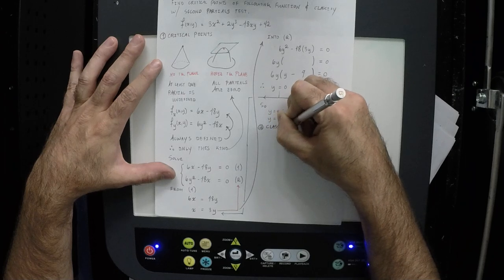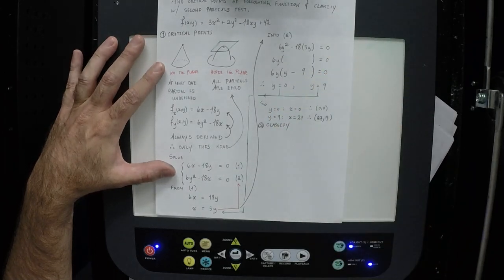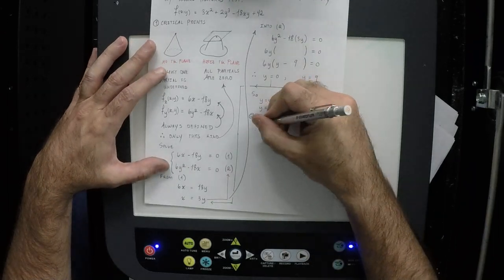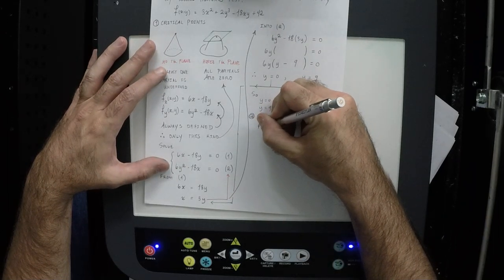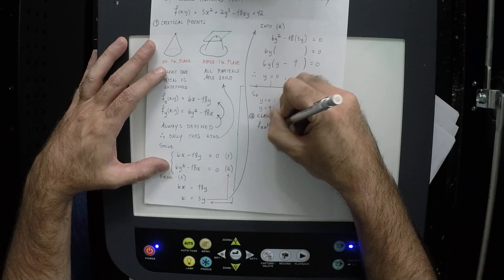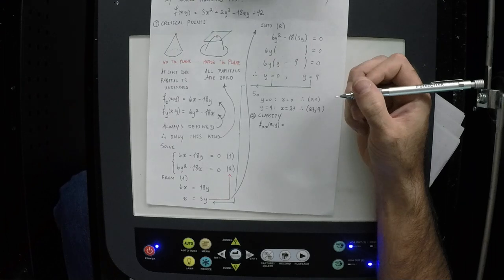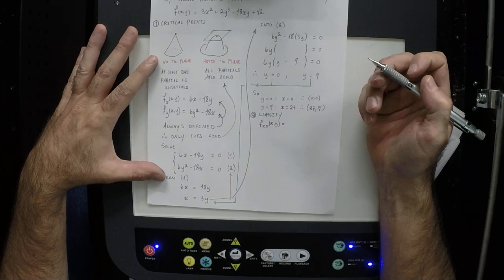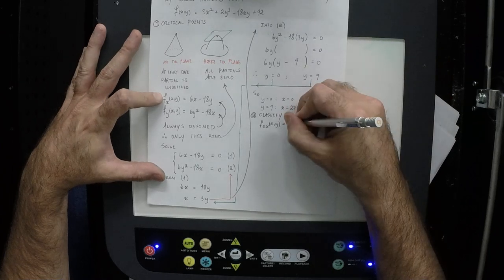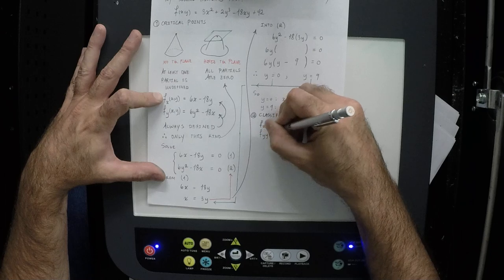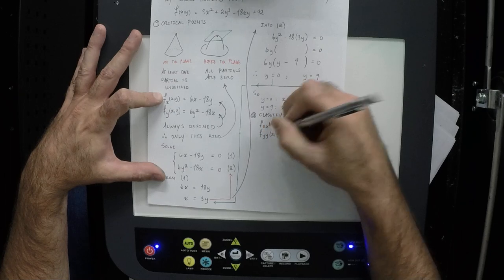And we're going to classify them with the second partials test, which means that we're going to need all of the second partials. So let's compute them. So the xx partial, what is it? Six, right? The yy partial, 12y.